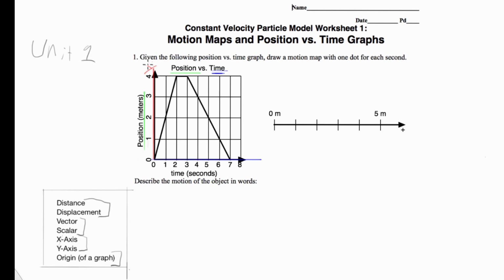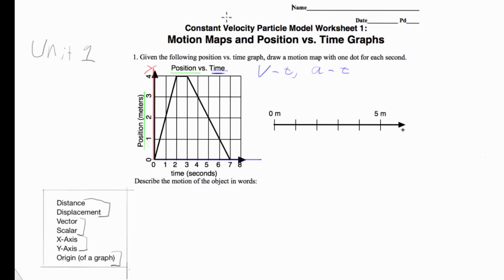So we'll be looking at a lot of types of graphs, position versus time graphs. The other types of graphs we will see a lot are velocity time graphs, and I'm just going to say VT graphs, and acceleration time graphs. So you'll see position time, velocity time, acceleration time. That's something you will become familiar with. So on to the actual problem. It says 1, given the following position versus time graph, draw a motion map with 1 dot for each second. Okay, so first of all, I know I'm going to have 7 dots because this describes, I'm actually going to have 8 dots because I know about 8 seconds.